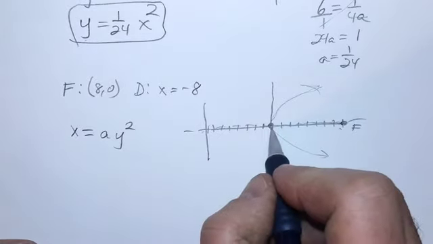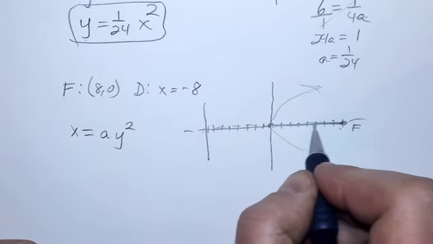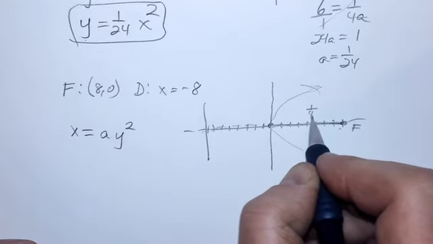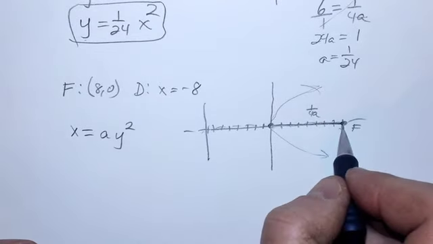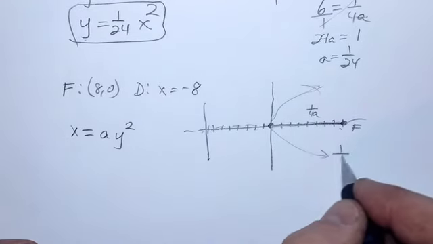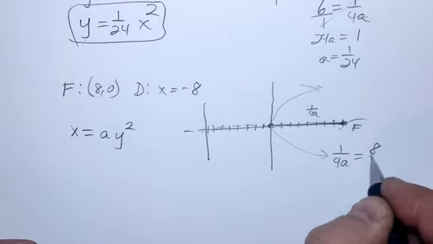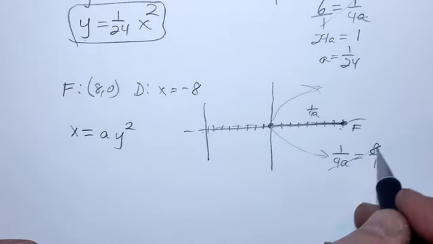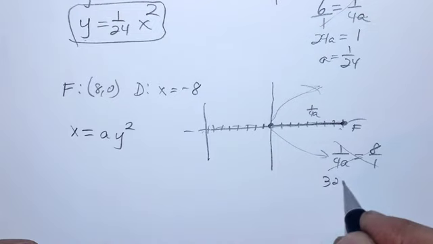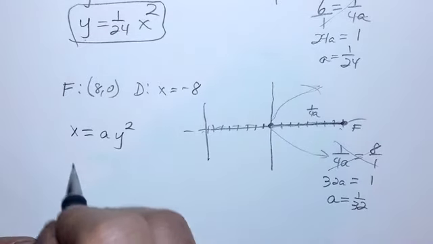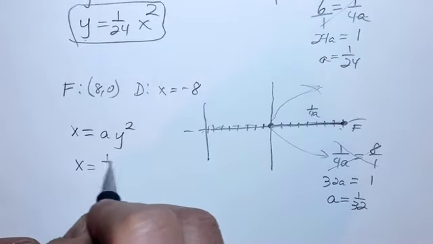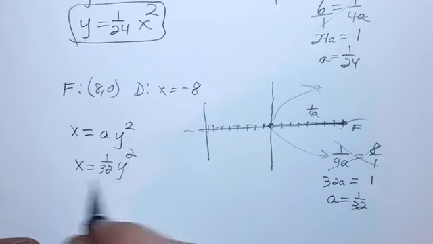Again, this distance right here is 1 over 4a, and I know that that's 8 units long. So 1 over 4a equals 8 over 1. Cross products, 32a equals 1. A equals 1/32. So I know my equation is x equals 1/32 y squared.